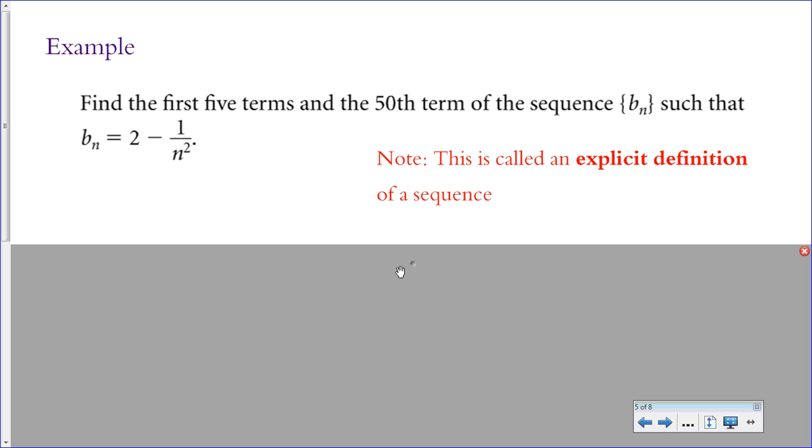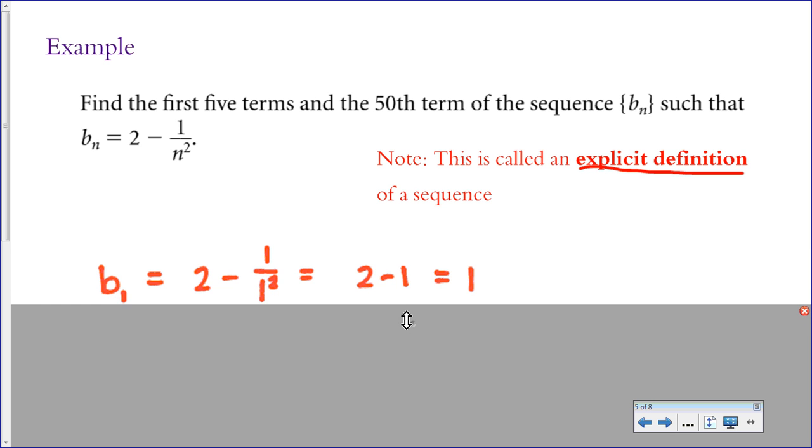And they give us an explicit definition. That means a formula that we can plug into. So this is called the explicit definition when you can plug in the term number. You're going to want to get that definition in your notes. That word does come up on exams. An explicit definition of a sequence is one where you can plug in the term number to figure out the value of the term. So here, if I want to figure out the first 5 terms, I'm going to plug in 1, 2, 3, 4, and 5 into this function.